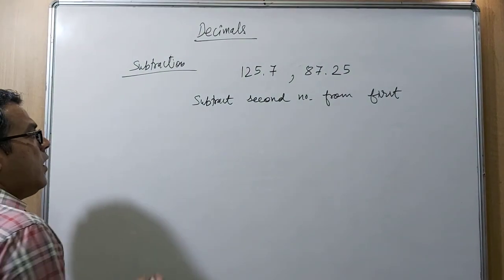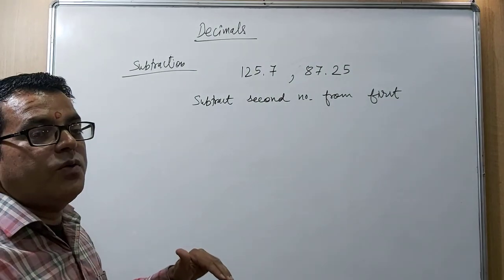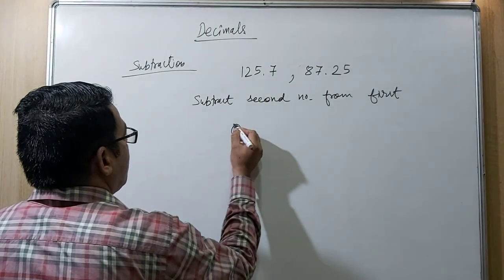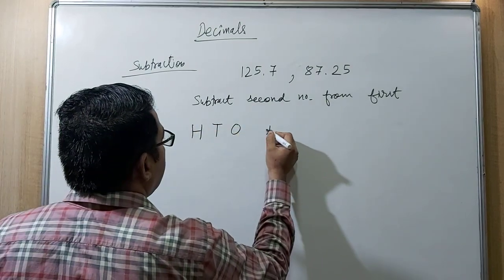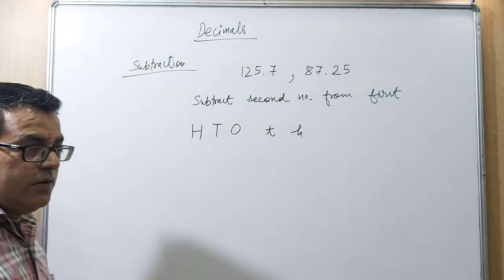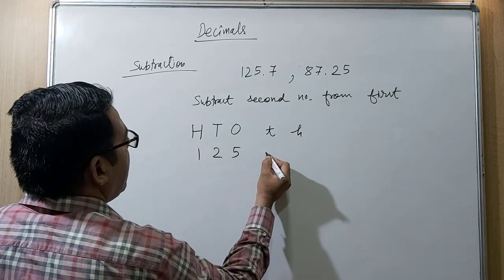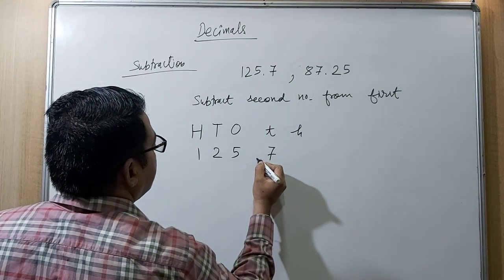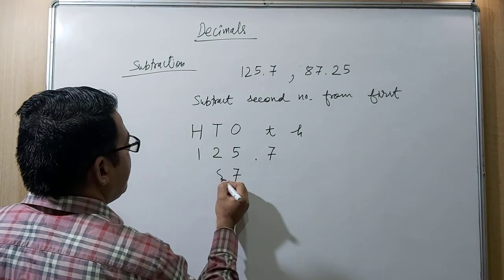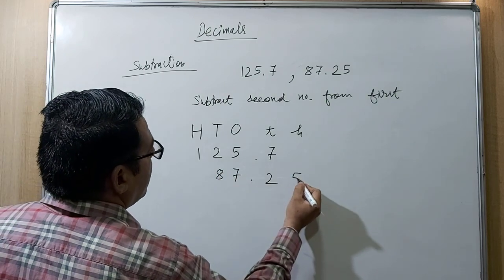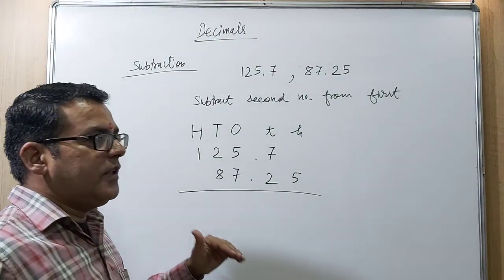Right? So, very first thing, you need to write numbers according to place value chart. Ones, tens, hundred. Right? Here, tenth and hundredth. So, 5 we can write here, 2 we can write here, 1 we can write here, and this tenth we can write here after decimal point. Right? And downside, 7 we can write here, 8 we can write here, and 2 and 5 we can write here. Now, very first thing is you need to convert all decimals into like decimals.